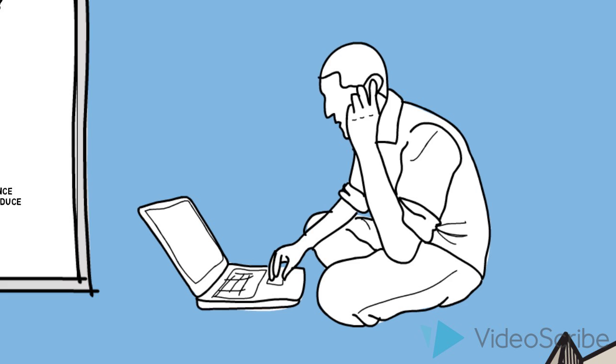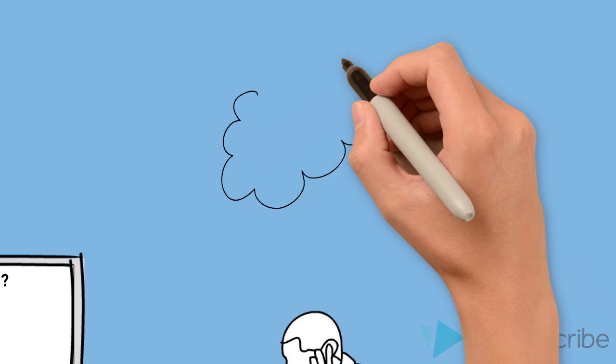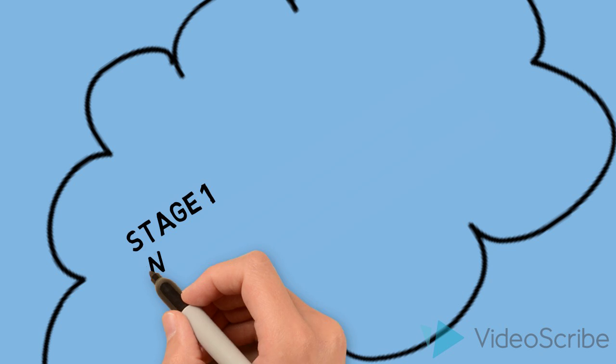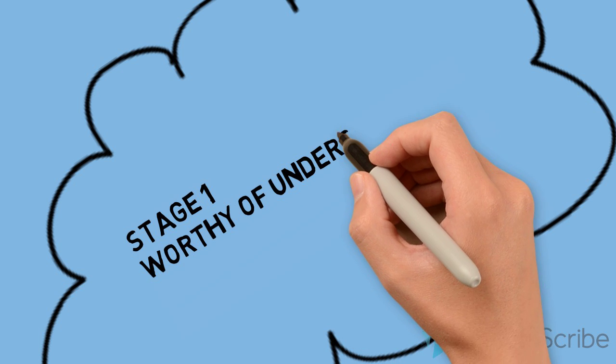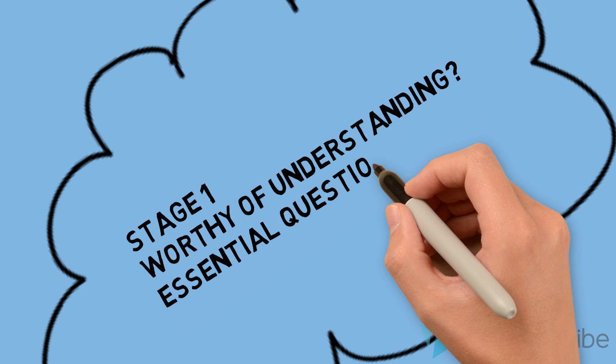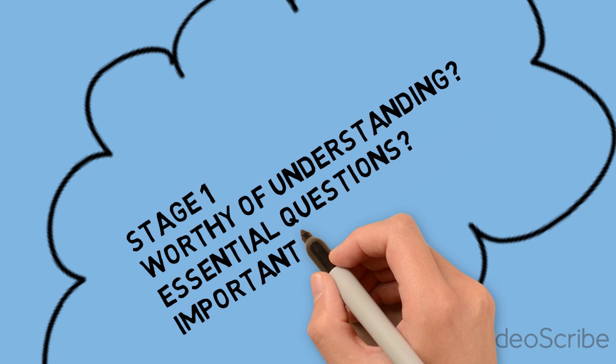Of course, the kind of careful planning that backward design requires involves thinking and questioning at each stage of the process. When thinking about outcomes, what is worthy of understanding? What are the essential questions that learners will need to grapple with? And what's important for them to know and do?